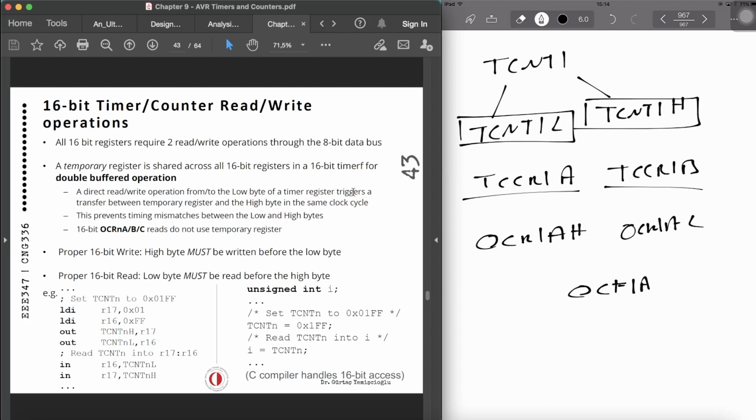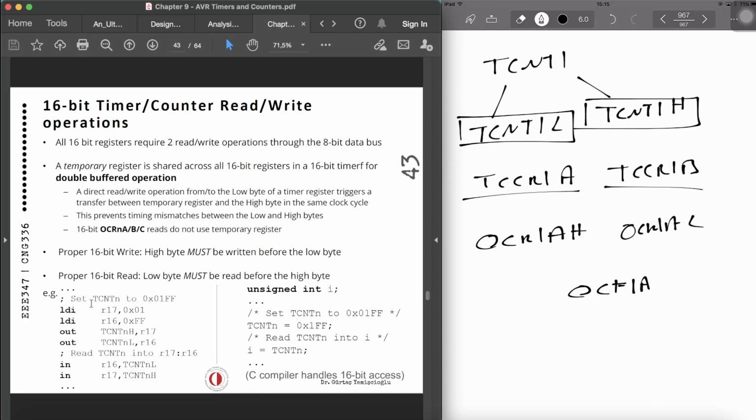Okay, we have to make sure that they are stored at the same time in the registers. OCRNs do not use temporary registers. Only TCNTs are using temporary registers. So the important part: for a proper 16-bit write, the high byte must be written before the low byte. For a proper 16-bit read, the low byte must be read before the high byte.